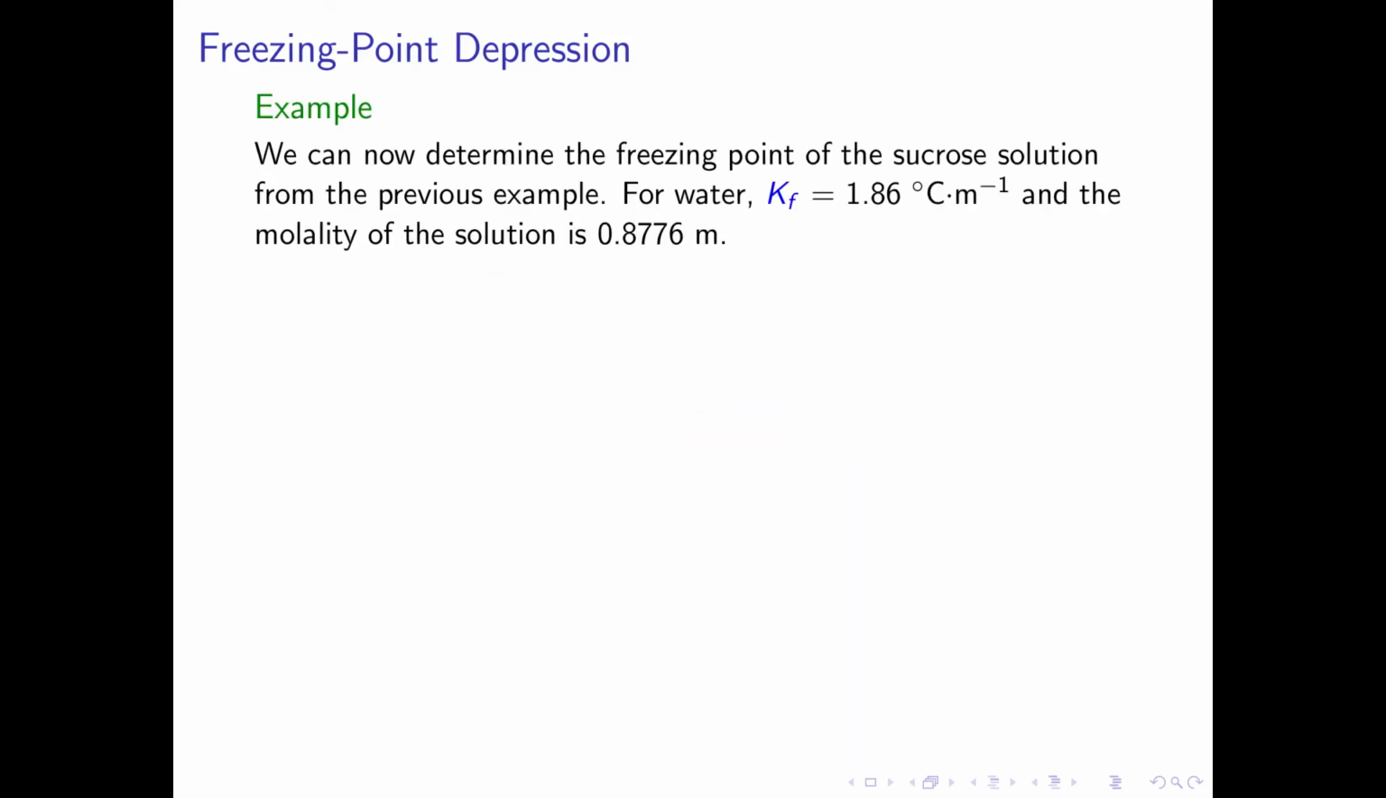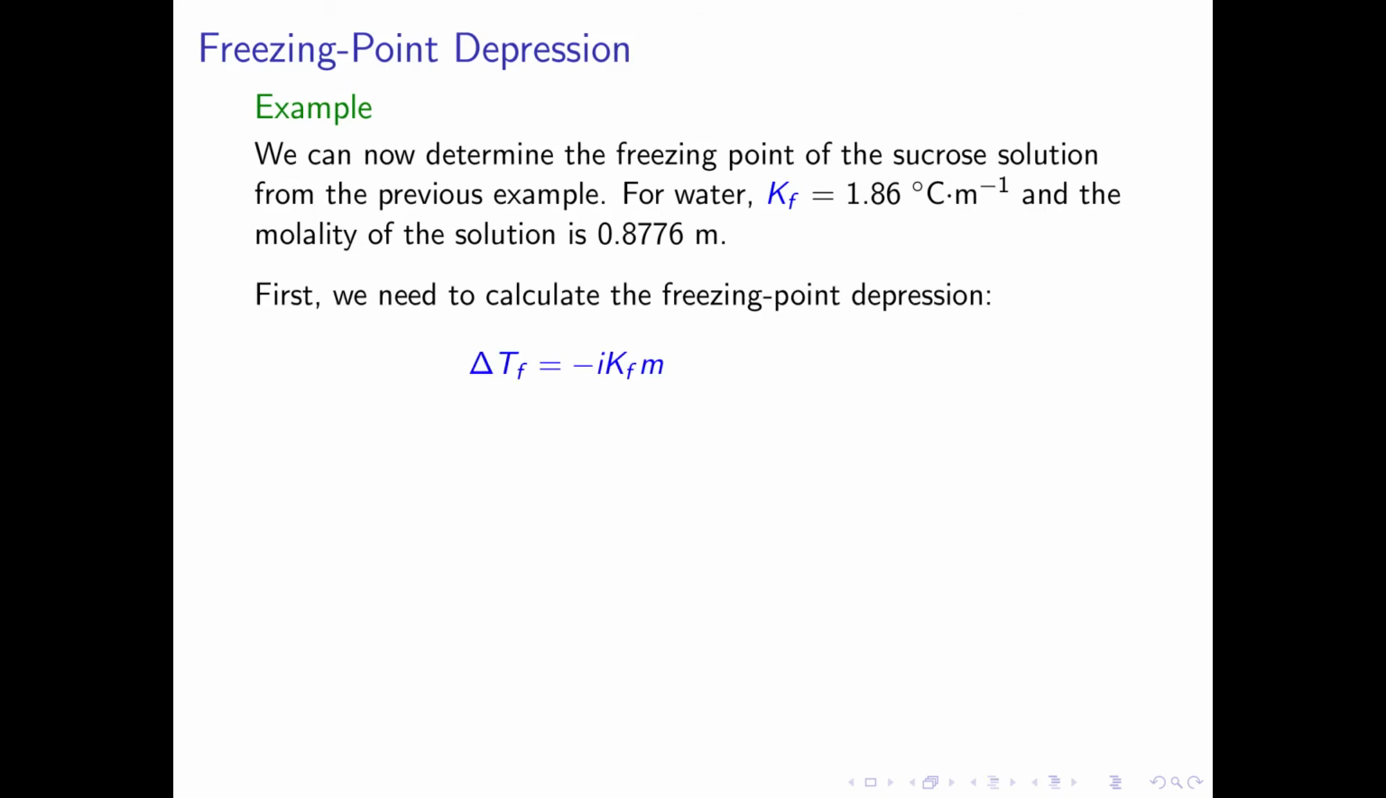Let's consider an example of how to use the freezing point depression equation. We will determine the freezing point of the sucrose solution from the previous example. For water, the value of Kf is equal to 1.86 degrees Celsius per molal, and the molality of the solution from the previous example was determined to be 0.8776 molal.